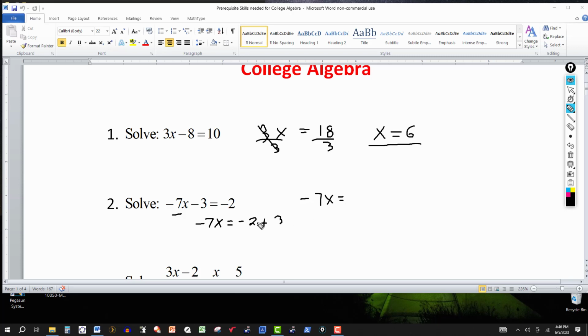And then again, knowing your operations with signed numbers here, negative 2 and 3 gives me a positive 1. Divide both sides to cancel the negative 7. I want to make it a 1, so I divide both sides by negative 7. This cancels out. I get x is equal to negative 1/7.